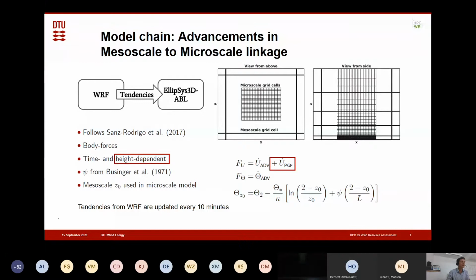So what we have here is the description of the grids in the microscale model and the grid in the mesoscale model. And there's also an equation for the temperature as well. And then this tendency update is made every 10 minutes, so we get information from the WRF tendencies every 10 minutes.